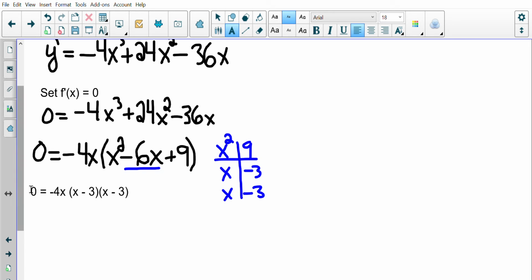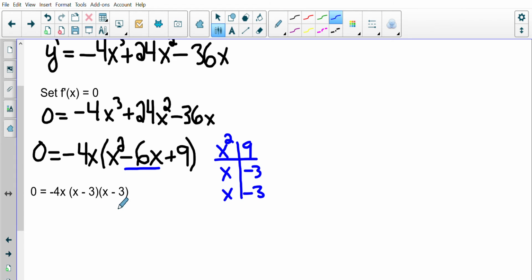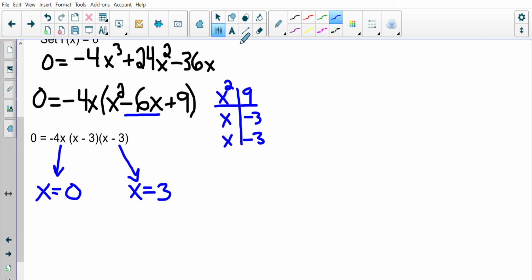All right, so now I need to solve each piece. Only 2 of the pieces are identical, and the number that makes x minus 3 equal to 0 is x equals 3. That would make both of these pieces equal to 0, and then whatever makes negative 4x equal to 0, well, x would be 0. So there are 2 critical numbers.